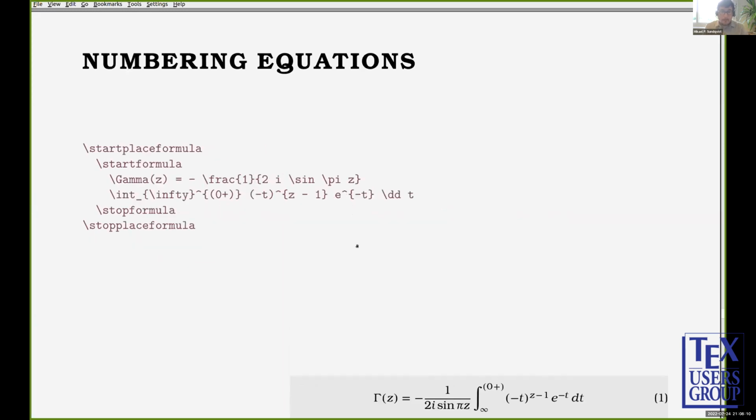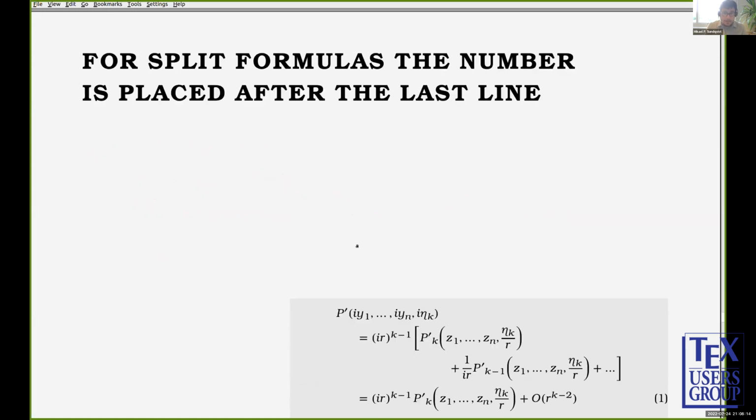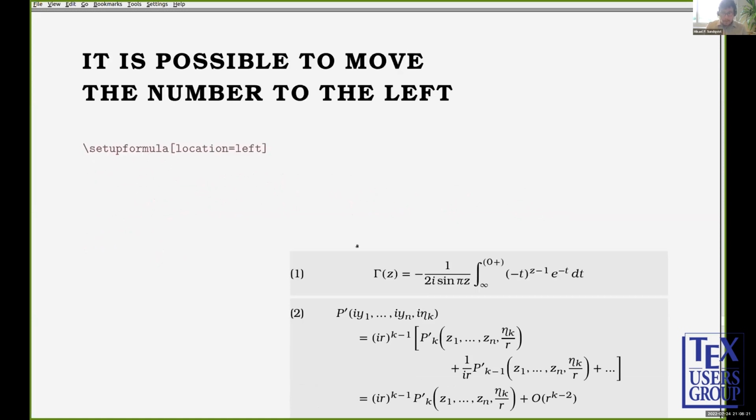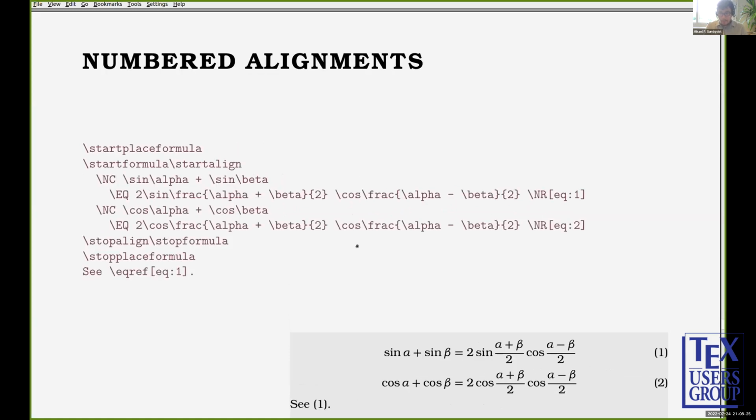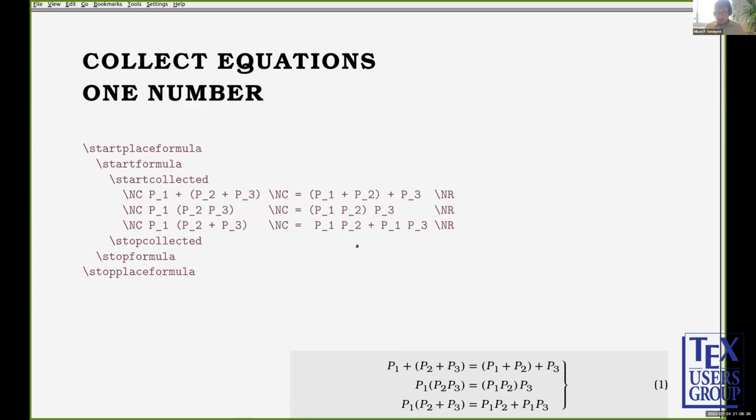Formula numbering, well, then we have to add start place formula, stop place formula. For split formulas, the numbers appear on the right. We can set it up so that they appear on the left instead. We can number alignments independently or with subformulas, I mean, with A and B's if we want, and this collected, this simple align that I just defined.